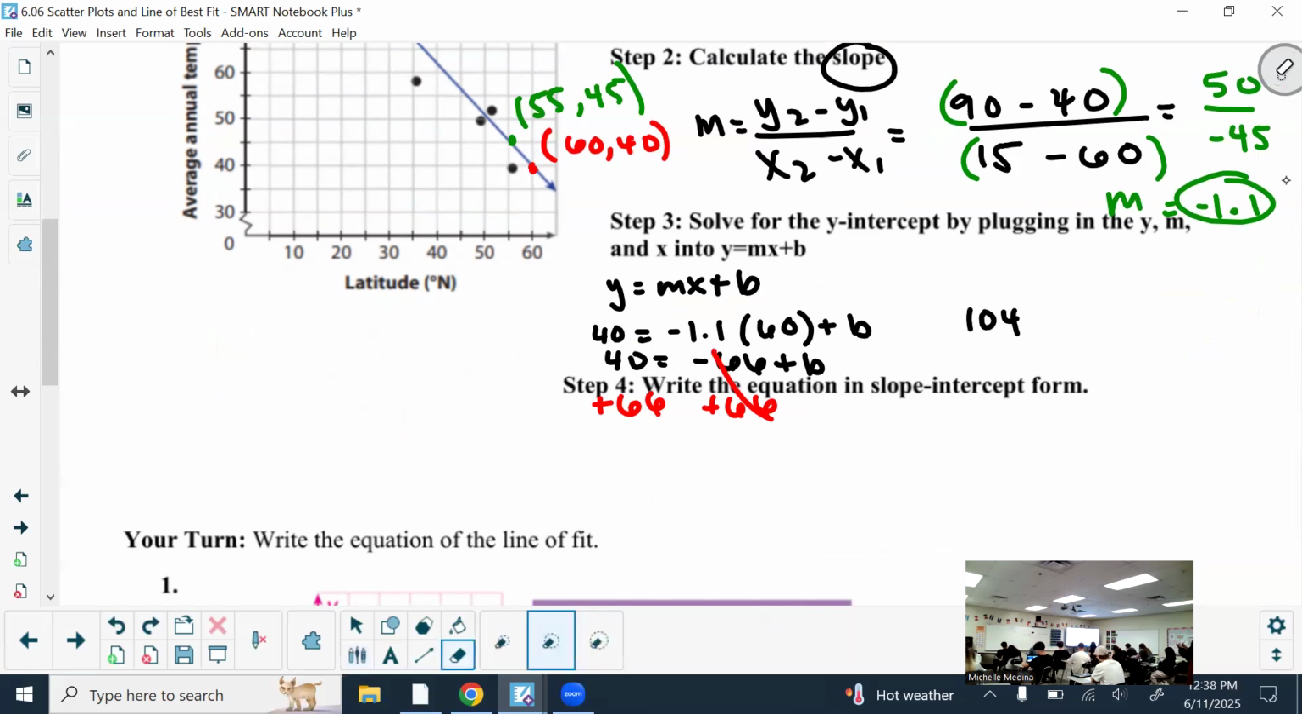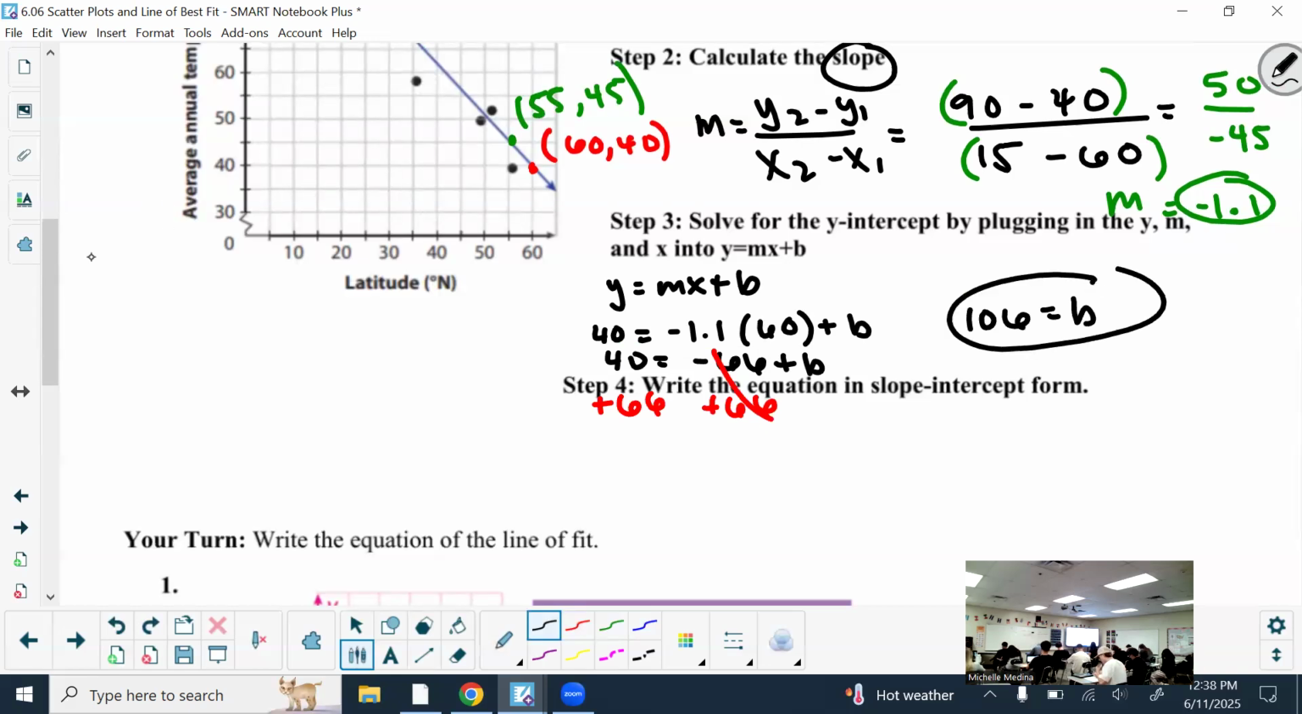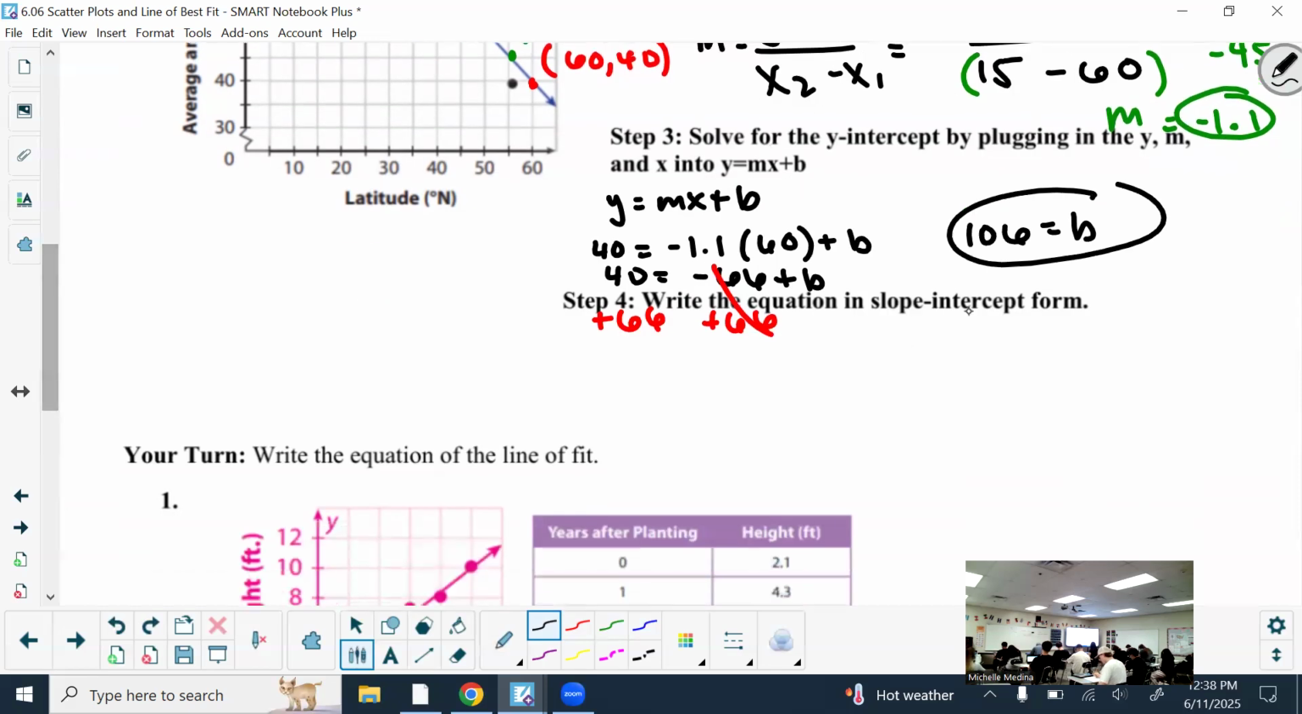Or 106 actually. It's 40 over 66, so 6. And it's equal to b, because now we got the b alone. So slope was negative 1.1, y-intercept is about 106. Writing it in slope-intercept form looks like this.